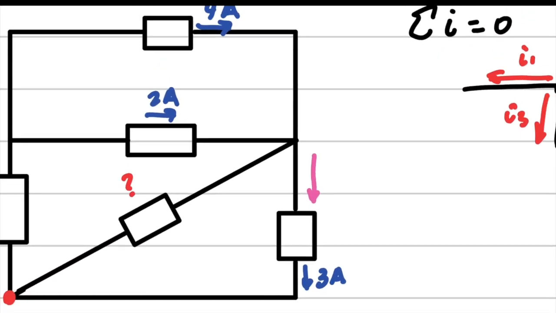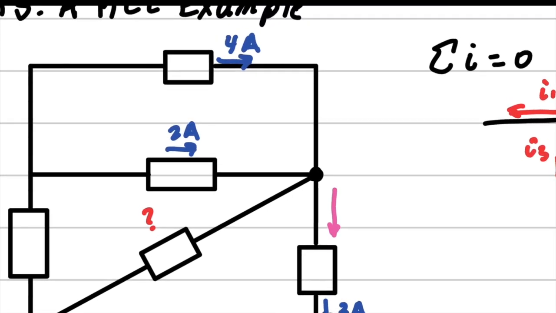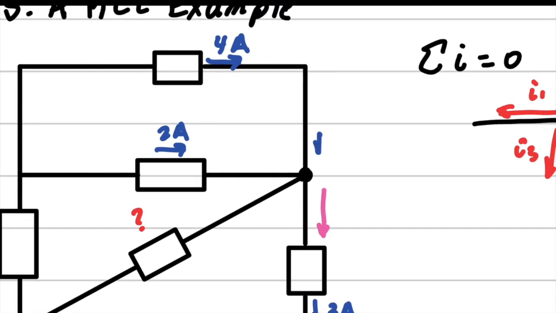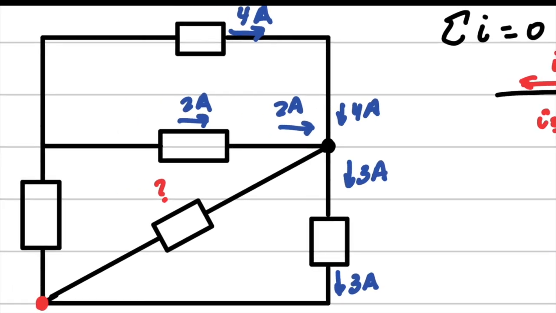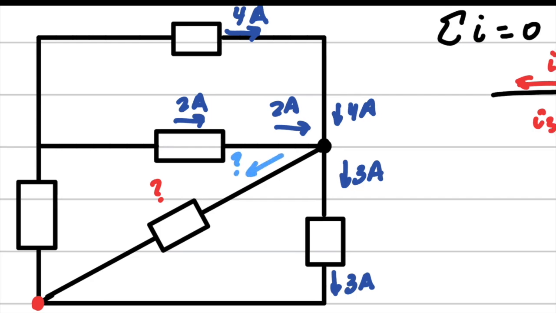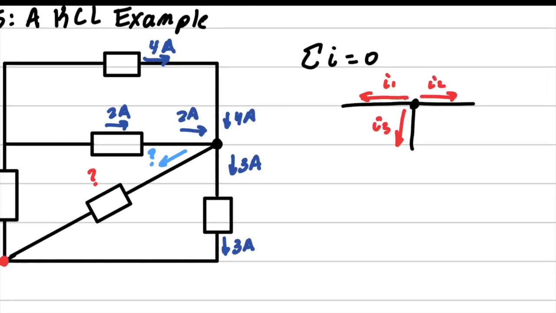Let's try this one. And I'll just use black. So let's see what's happening here. We have 4 amps going in this way, 2 amps going in this way, and 3 amps going this way. We have one unknown, and we're going to call it positive. So let's set up our sum equation.